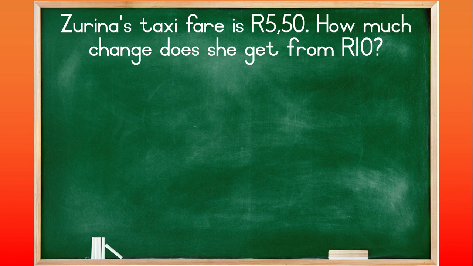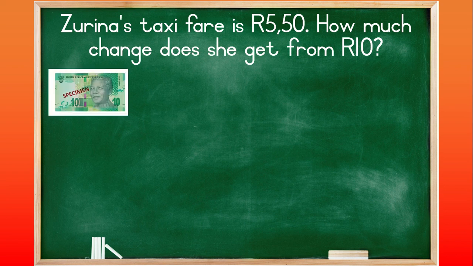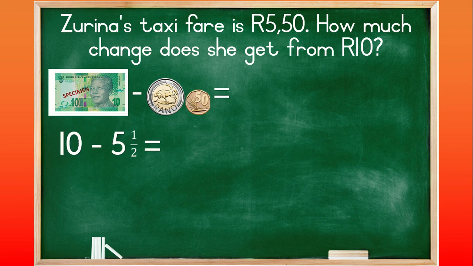So Runa's taxi fare is 5 Rand 50. How much change will she get from 10 Rand? She has 10 Rand, so she pays with 10 Rand, but it costs her 5 Rand 50. How much change will she get? So we can say 10, take away 5 and a half. Why? Because 50 cents is half of 1 Rand. Remember, 1 Rand can be broken up into two 50 cents. And that is 2 equal parts. What do we call 2 equal parts? Halves. So she pays with 5 Rand and a half. 5 Rand 50 is 5 and a half.